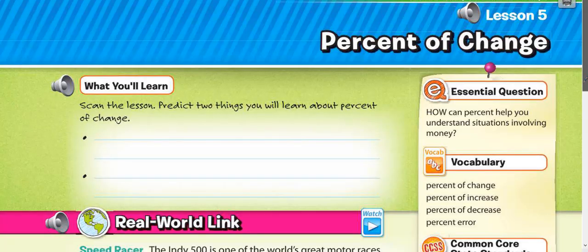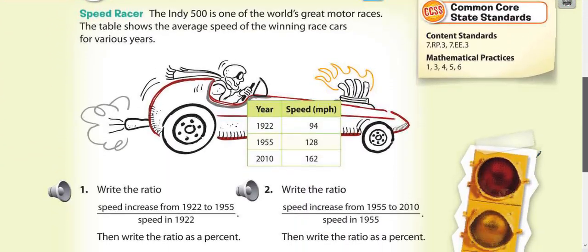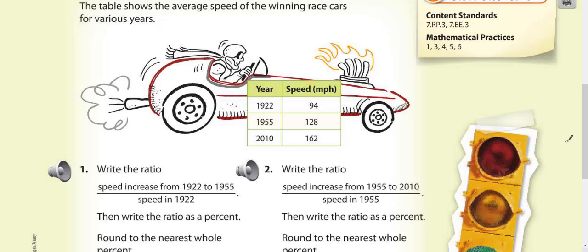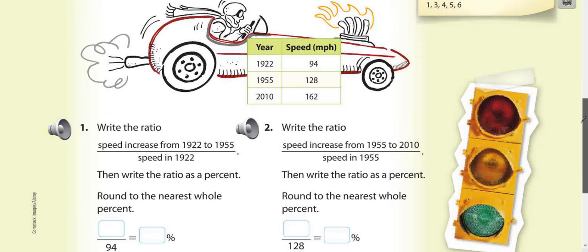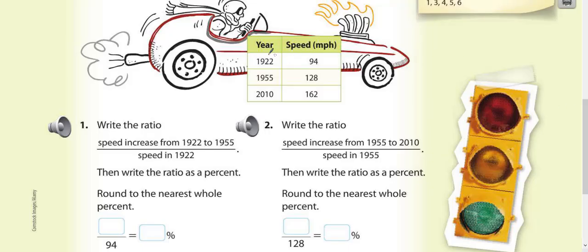So if we go down and look at this real world link, they talk to us about the percent of change happening with racing at the Indianapolis 500. They say the Indy 500, one of the great motor races. Here are the average speeds of the winning races in the previous years. So we take a look at those average speeds. In 1922, it averaged 94 miles an hour. 1955, that had gone up to 128. 2010 had gone up again to 162.